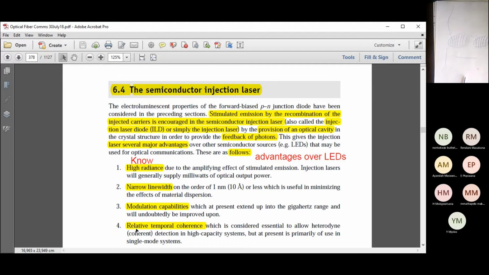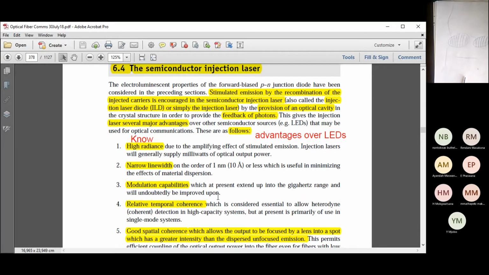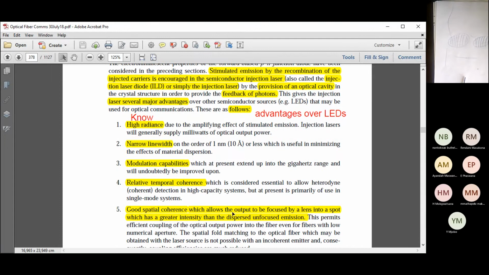It's got a relative temporal coherence. So normal LEDs don't have coherent light. I told you already that they have scattered light and they are not in sync and they don't have the same phase. But an ILD is coherent light. So the light is in phase, it's in the same plane, and coherent light has the same frequency. So remember those things.